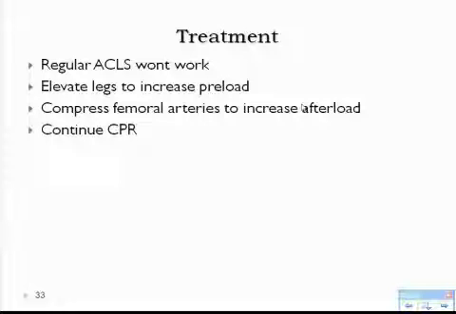Epinephrine won't work either, even if you give it early, because the ventricle is completely empty. The epinephrine won't work against an empty ventricle, so you really need volume.